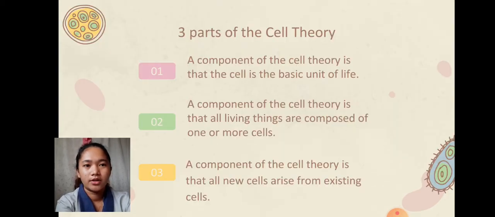The three parts of cell theory. The first component of cell theory is that the cell is the basic unit of life. The second component is that all living things are composed of one or more cells. The third component is that all new cells arise from pre-existing cells.